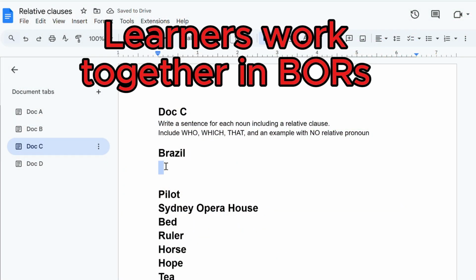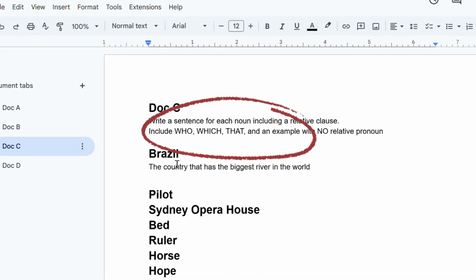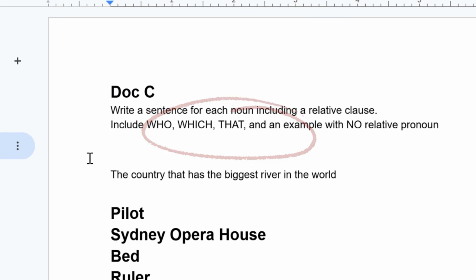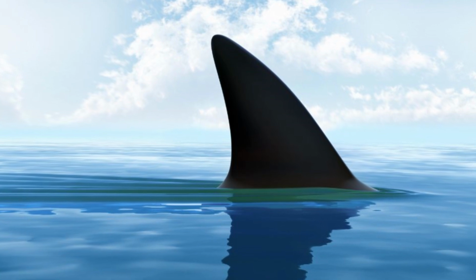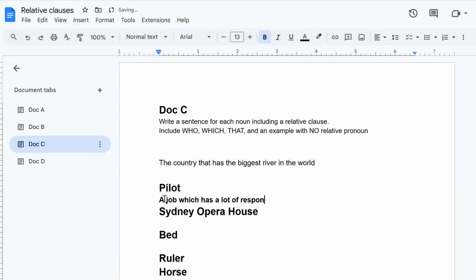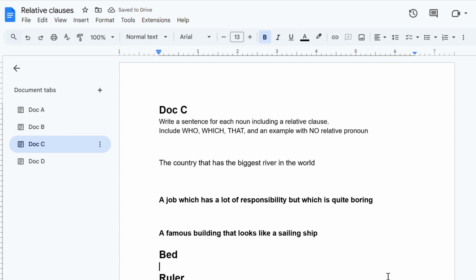Now, in the breakout rooms, learners work together to write sentences with relative clauses to describe the nouns. There are rules. They have to include a who, a which, a that, and an example where the relative pronoun is omitted. This is a triangle that swims. Tell them to get as creative as they can. When they've written the sentence on the doc, they delete the word, so they're just left with the sentences. You can monitor and help by commenting on the different Google Docs or visiting the rooms.